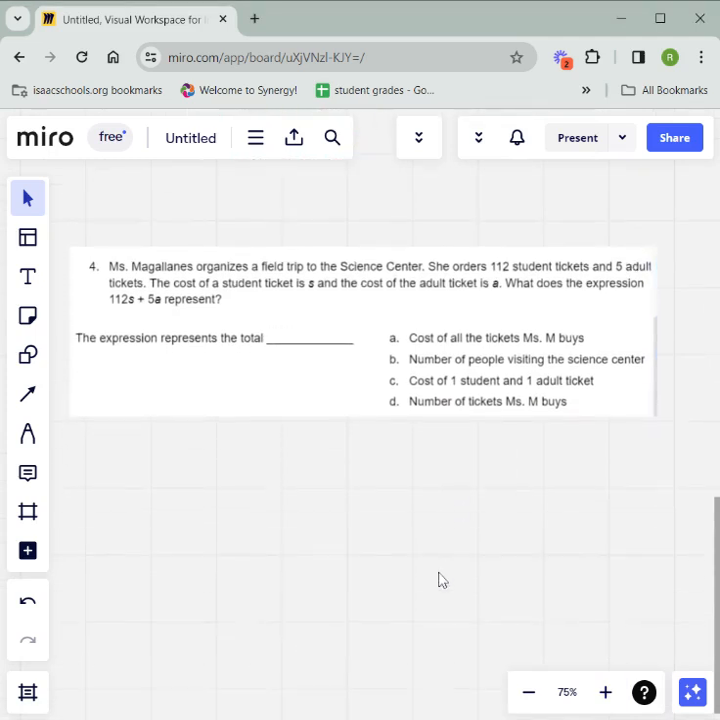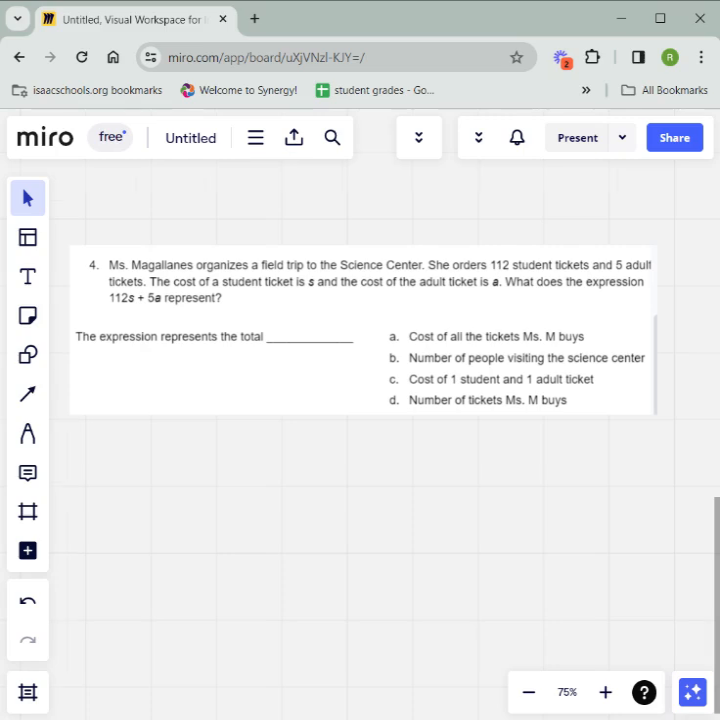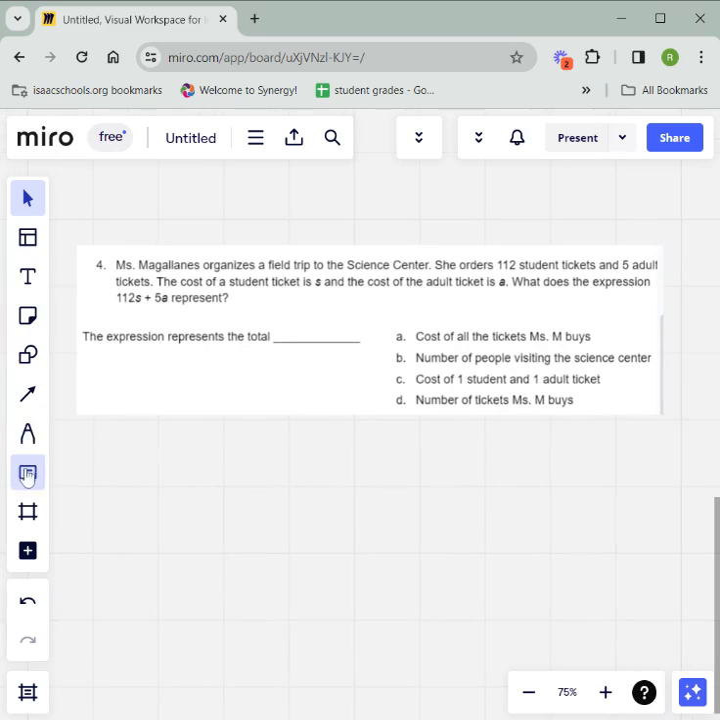Okay, so in this question, you need to understand the question carefully. That way it makes it much easier for you guys. So let's read this one carefully. And this one says, Miss Aglas organizes a field trip to the Science Center, and she orders 112 student tickets and 5 adult tickets. So remember, this is 112 student tickets and then 5 adult tickets. So remember which one is student and which one is adult. So these are the students' tickets and these are the adults' tickets.